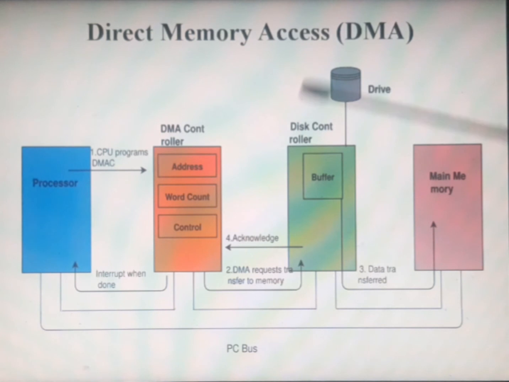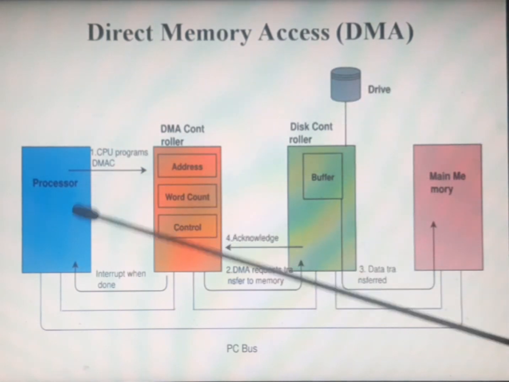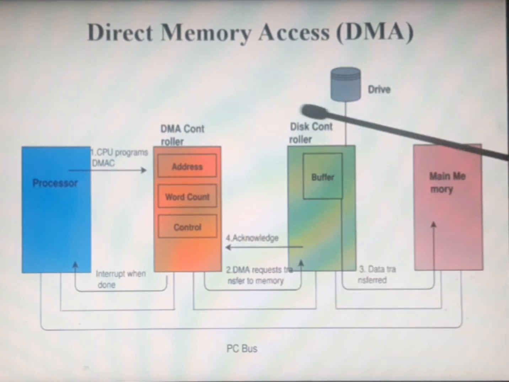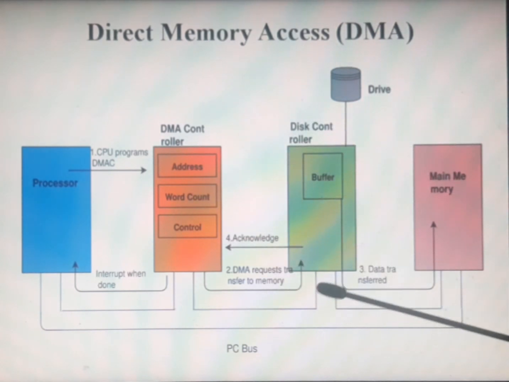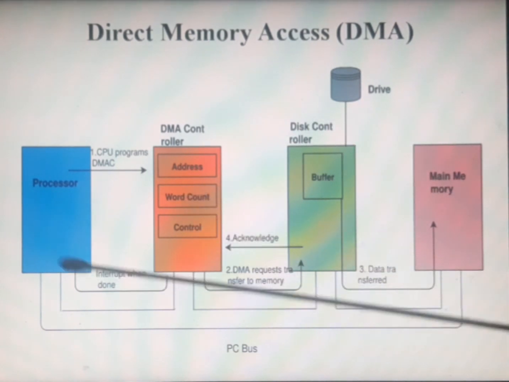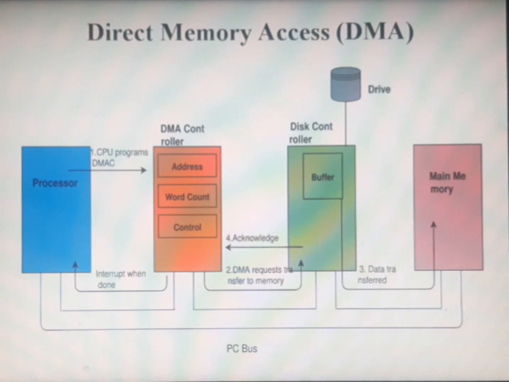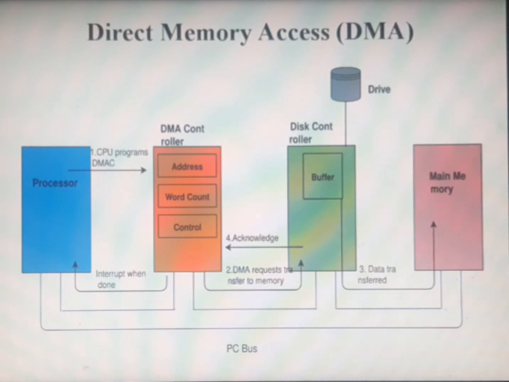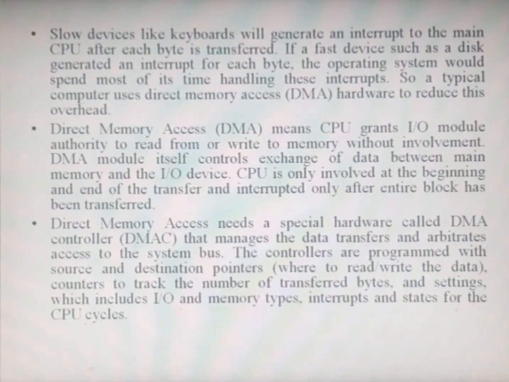So every time, the drive will not disturb the processor by interrupting. The DMA controller will take care of allocating memory to the drive with the help of the disk controller. After receiving the acknowledgement, it will give the acknowledgement to the CPU, because the CPU has to know which memory is allocated to the drive and which memory is allocated to which process. Everything has to be known by the CPU. This is how DMA works. This is the theory part of the DMA.